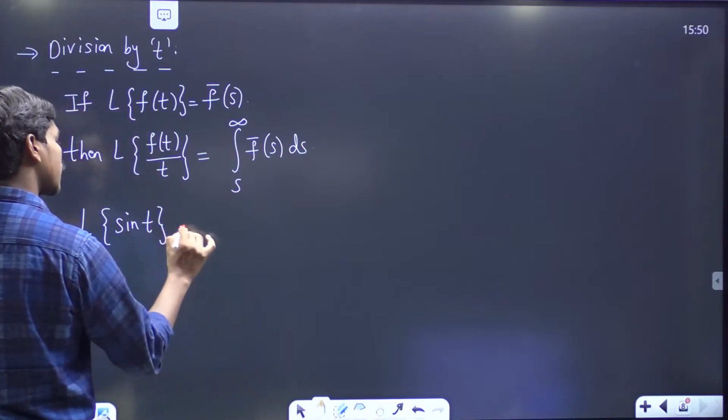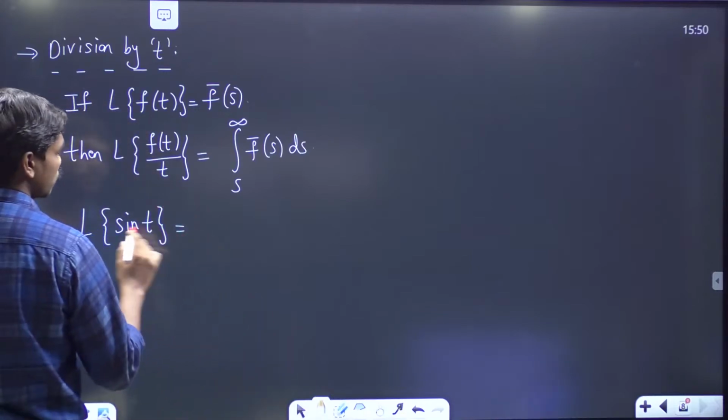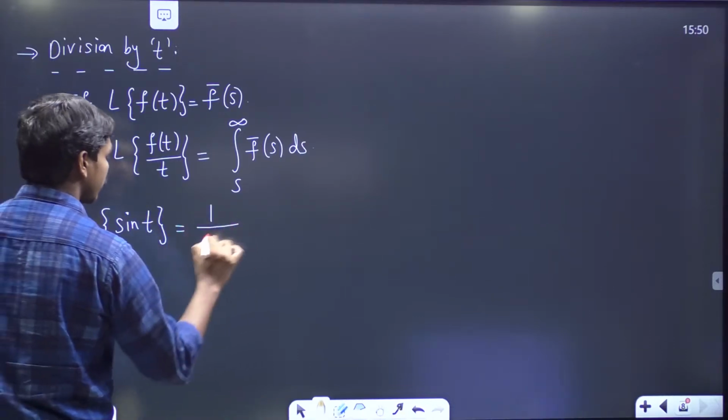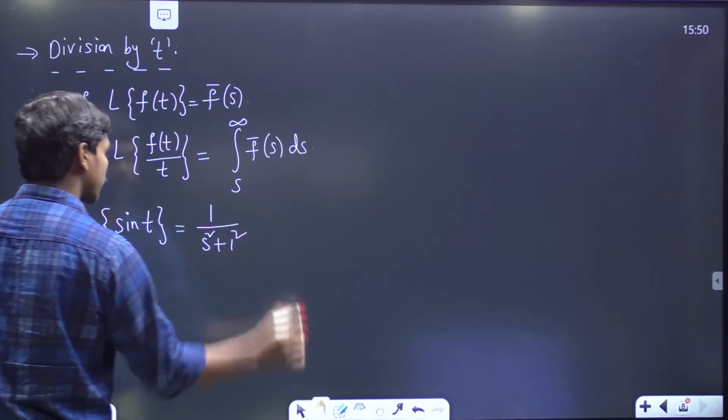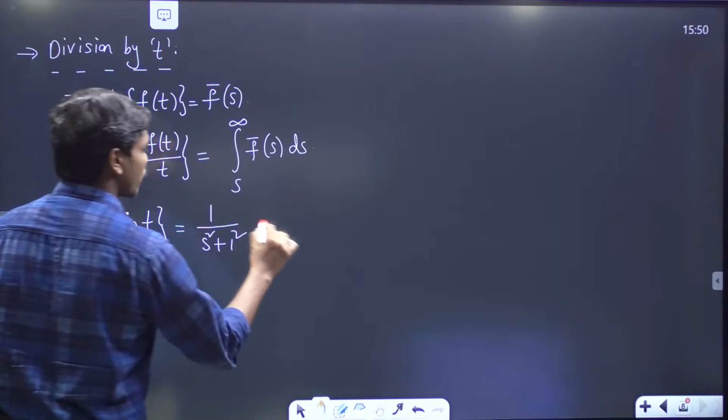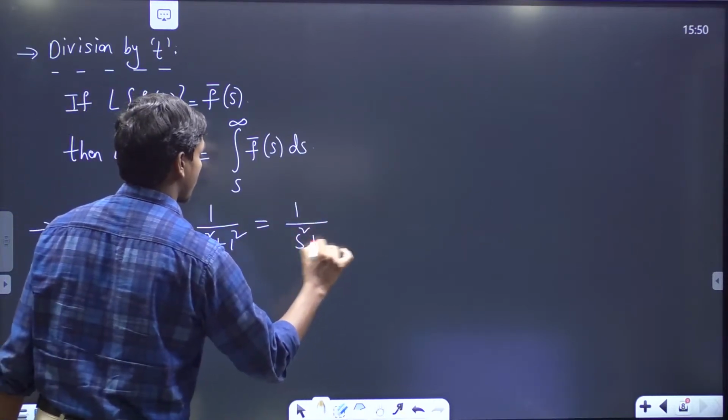Okay, so first of all, let us calculate for sin t. The Laplace of sin t is equal to 1 by s square plus 1 square, correct? Because Laplace of sin at is a by s square plus a square, so 1 by s square plus 1.